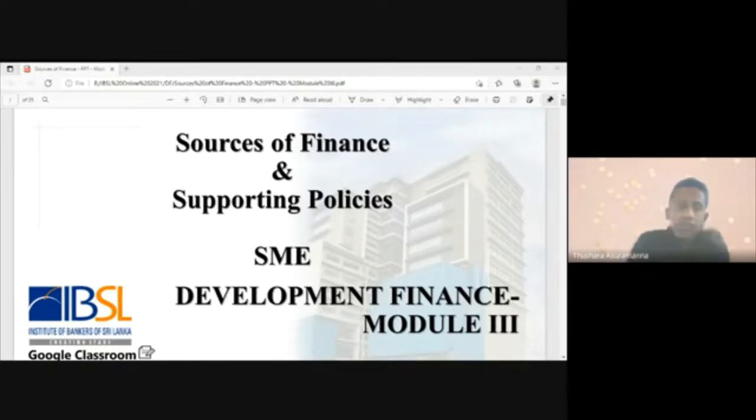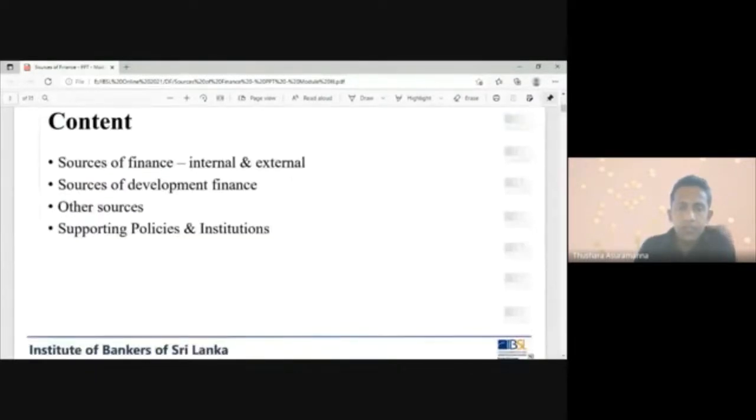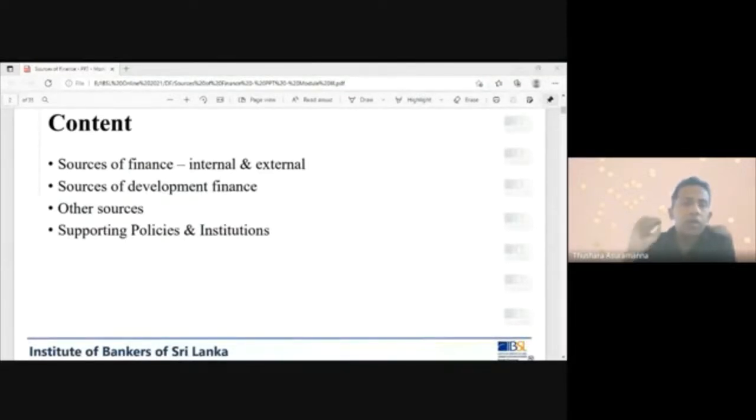So today is sources of finance and the supporting policies. What we are planning to discuss today is internal and external financing, and what the exact sources for development financing are. Then other sources which we can get as support for entrepreneurs to start and continue businesses. Finally, supporting policies and institutions. Those are the four areas that we are going to discuss today.